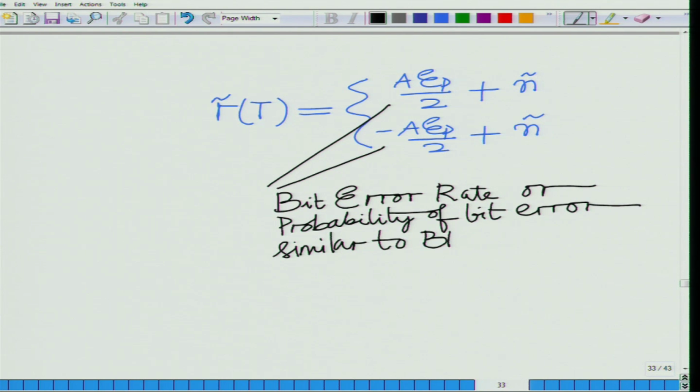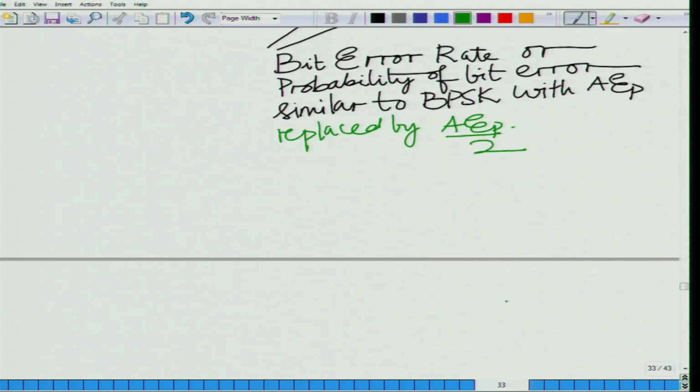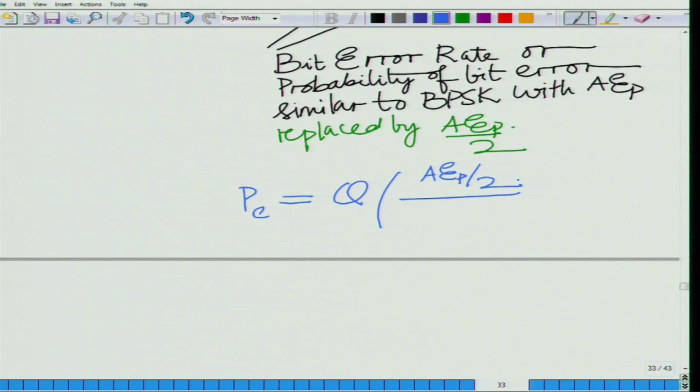This is similar to BPSK, with A_p replaced by A_p by 2. Therefore, the probability of error is Q of A_p divided by 2, divided by the square root of N naught by 2 times E_p.